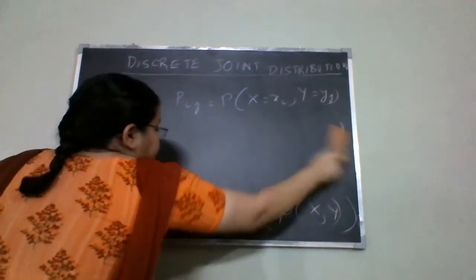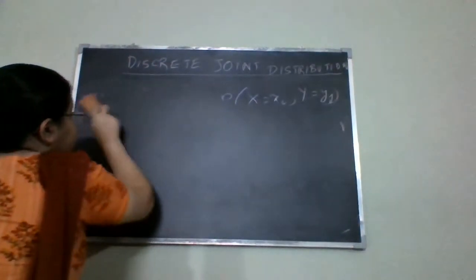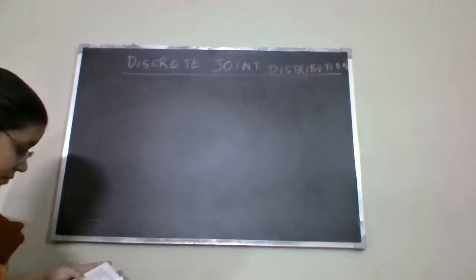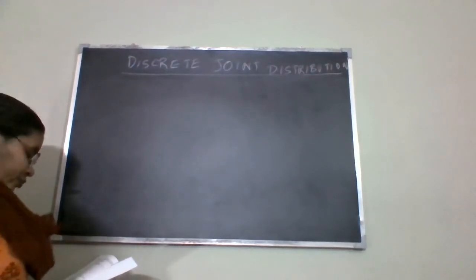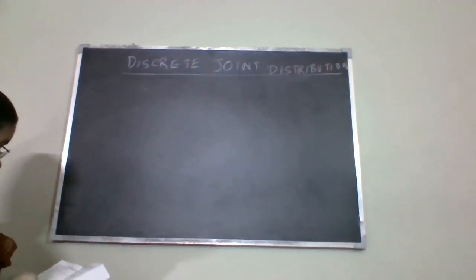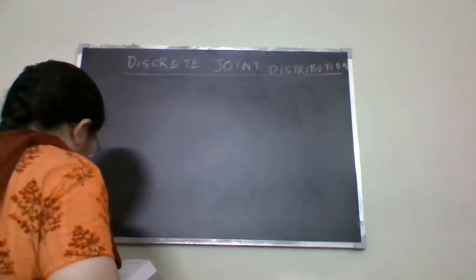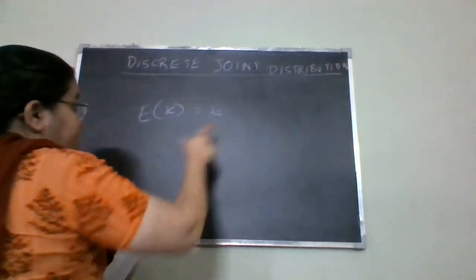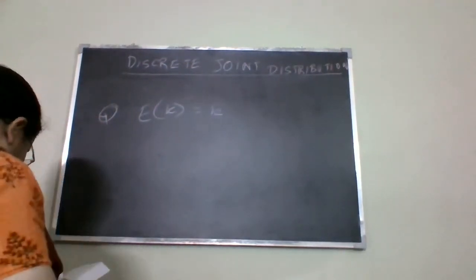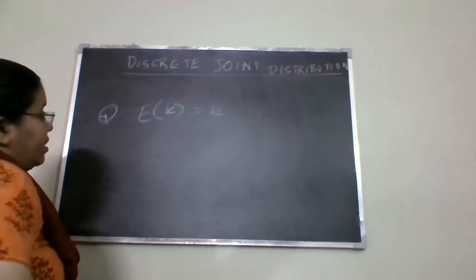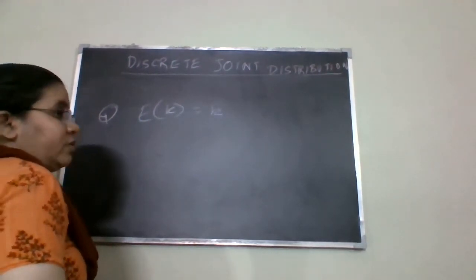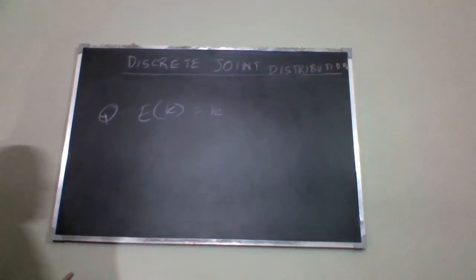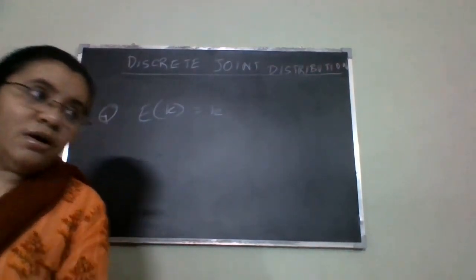Next comes theorem number 4. For a joint distribution of X and Y, E(K) is equal to K, where K is a constant. This is theorem number 4. So we have completed the theorems on expectation.